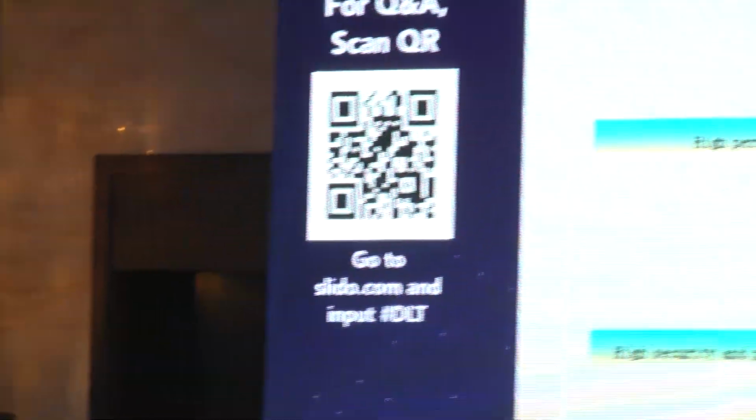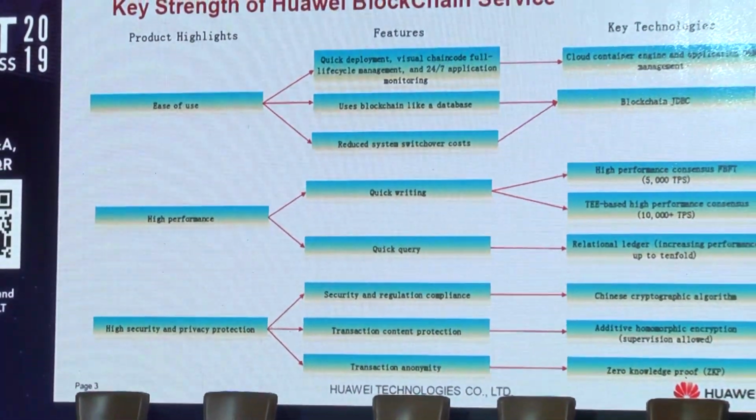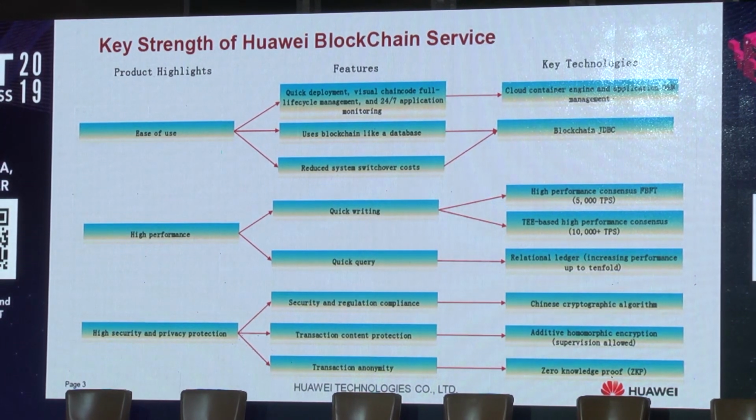This is the first part for Huawei blockchain service. From product highlights, it includes three parts. The first one is ease of use. The second one is high performance. And the third one is security and privacy enhancement.